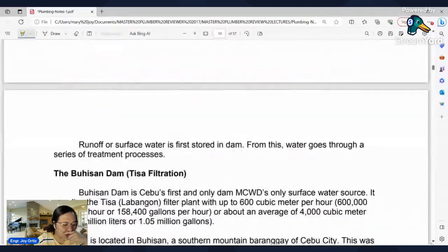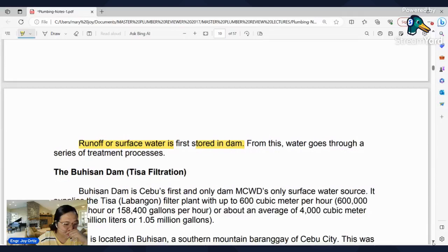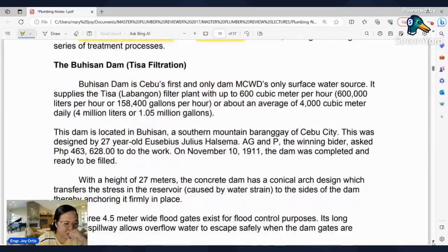So, runoff or surface water is stored in a dam. We have the Angat Dam, right? And others, whichever dam you know. Okay, from this, water goes through a series of treatment processes. For example, Buhisan Dam has its Tisa filtration. It is Cebu's first and only dam and MCWD's only surface water source.